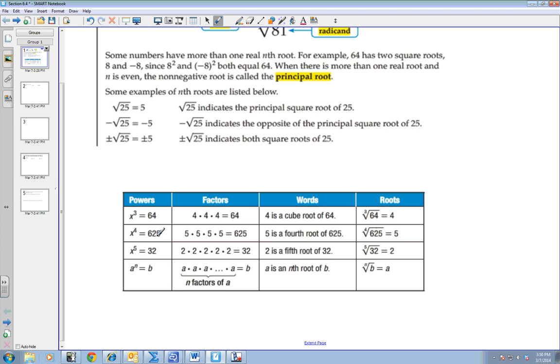Okay, x to the fourth equals 625. So 5 times 5 times 5 times 5 equals 625. That means 5 is a fourth root of 625, and here's how I'd write it: the fourth root of 625 is 5. We can have fifth roots. x to the fifth equals 32. Well, 2 times 2 times 2 times 2 times 2 is 32. So 2 is a fifth root of 32, and I would write it like this. So today's lesson, we're going to find different roots of numbers. Let's look at some examples.